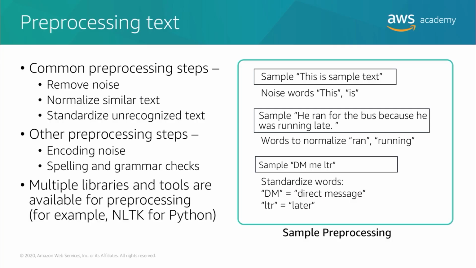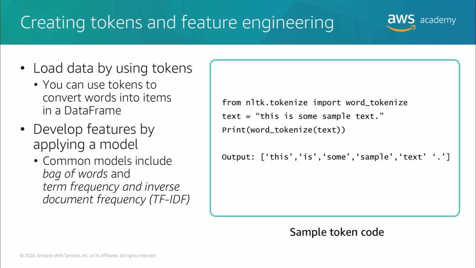After you've normalized the text, you can standardize it by removing words that aren't in the dictionary you're using for analysis. For example, you could remove acronyms, slang, and special characters. The Natural Language Toolkit is also known as NLTK. Their Python library provides functions for removing stop words and normalizing text.